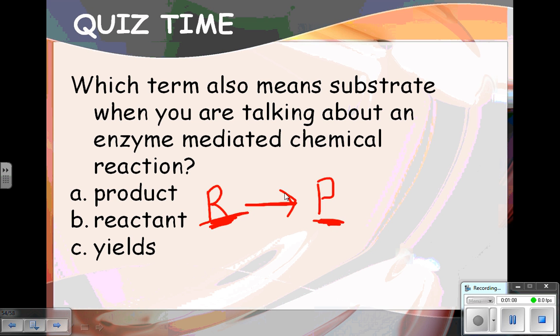This thing means yields. It means this is what you start with, and that's what it yields. That's what it ends with. So the arrow means yields. And so reactant and substrate are used interchangeably when there's an enzyme that makes this reaction work.